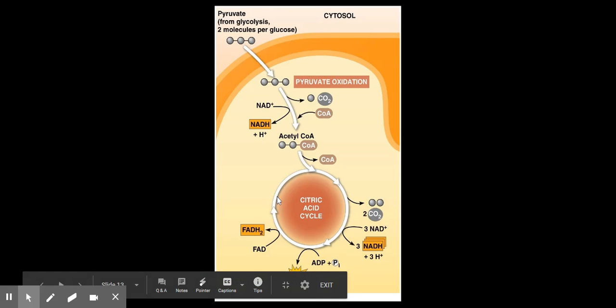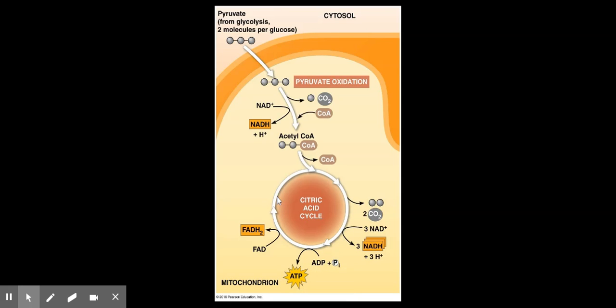And this is part of where AP loves to play numbers games, so be very careful. If we have 2 molecules per 1 glucose here, how many times around would it go for the citric acid cycle? It goes around once per 1 pyruvate. So if there are 2 pyruvates, then it's going to go around twice for every 1 glucose. So be very careful. AP loves to play numbers games at this point.